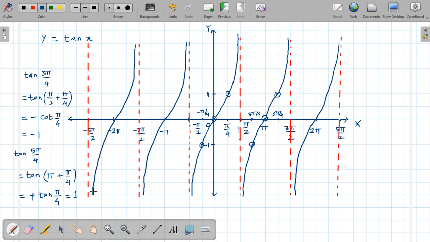The graph of the tan function is not a continuous graph. You have to show the graph in proper intervals like this: from minus pi by 2 to pi by 2, then pi by 2 to 3 pi by 2, then 3 pi by 2 to 5 pi by 2, and for the negative side also. Okay, then you will get the perfect idea of the tan function. Thank you.